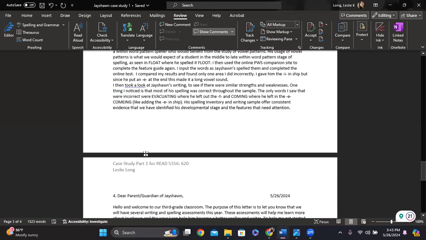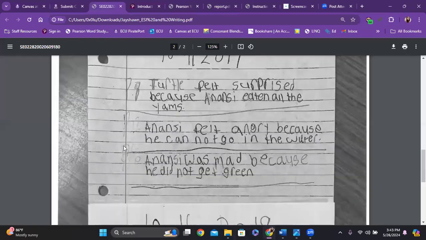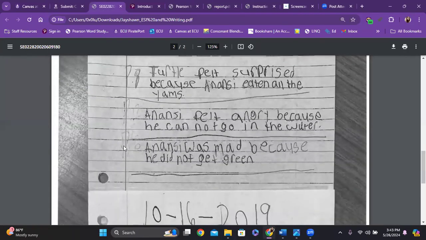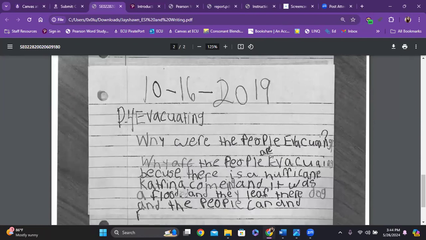So then when I looked at his writing sample, which is here, you can see that could be an F, that could be a P, but I'm assuming it's an F. So Turtle felt surprised because Anansi eaten all the yams. Anansi felt angry because he cannot go into the water. He was mad because he got get green.